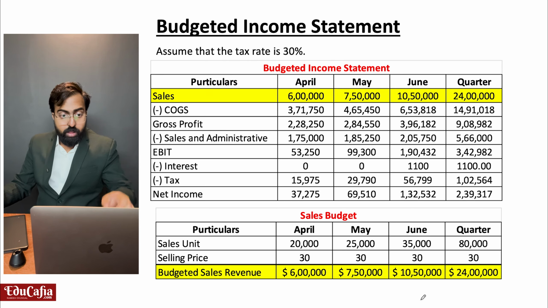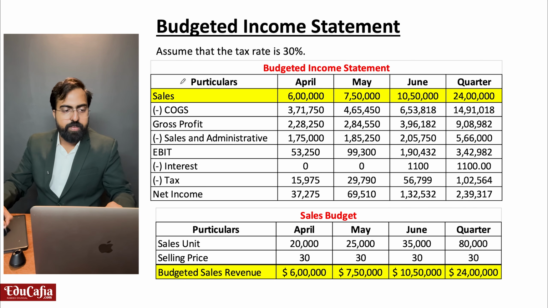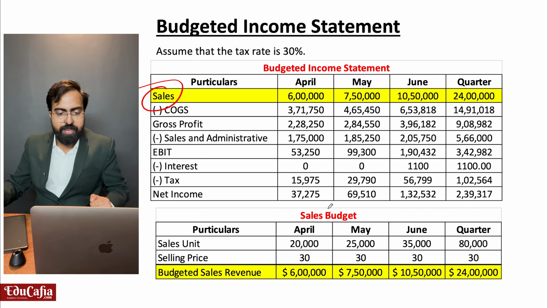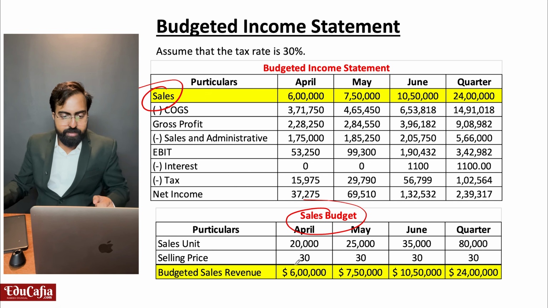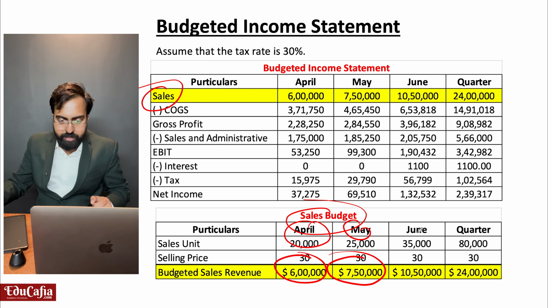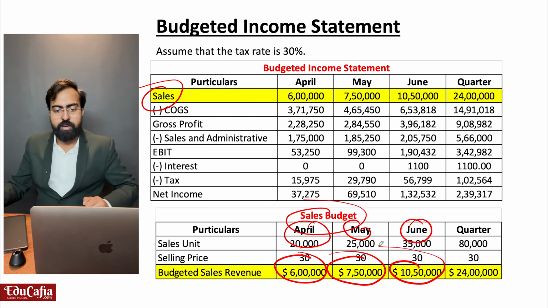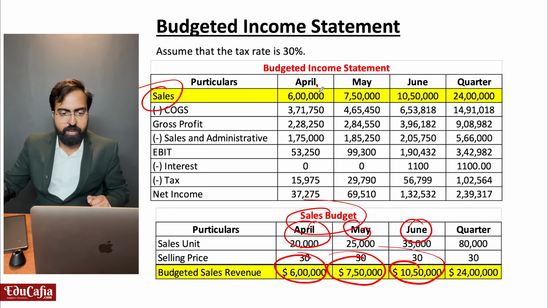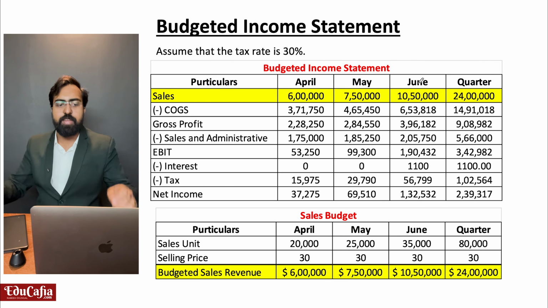So, from where did we get the sales? We already have the sales budget, right? In that sales budget, in April we have 6 lakh, May 7 lakh 15,000, June 10 lakh 15,000. So we got the sales. Very easy.